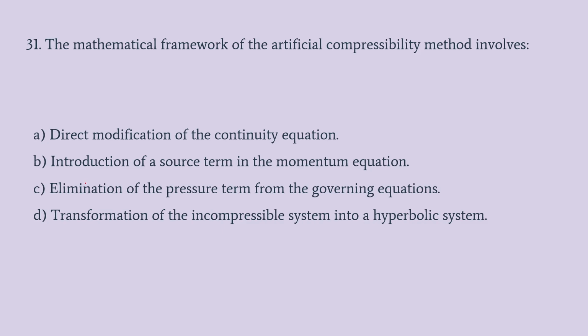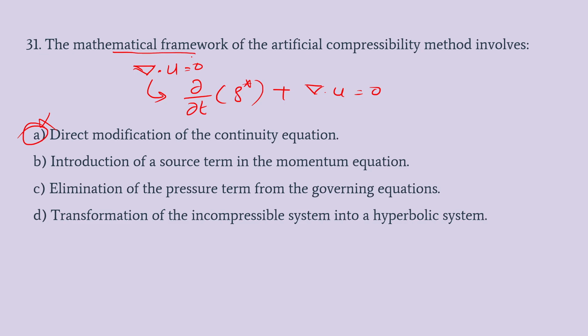No, it's not option A. Okay, it's kind of a trap. Yes, we are actually converting the continuity equation, the ∂/∂t of ρ* plus the continuity equation, del dot u is equal to 0. Initially the continuity equation is del dot u equal to 0 for incompressible flows, which will be modified to this one. But the question is about the mathematical framework. Mathematically, what is happening?